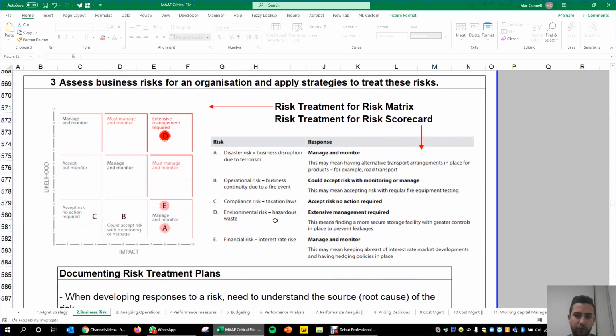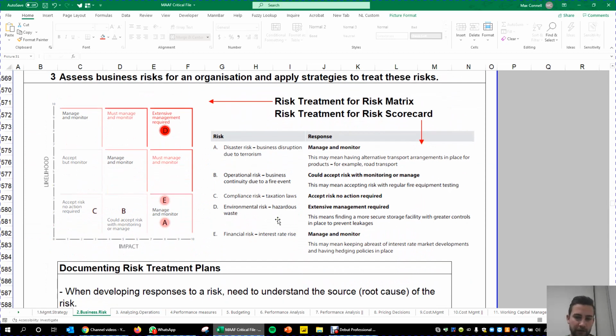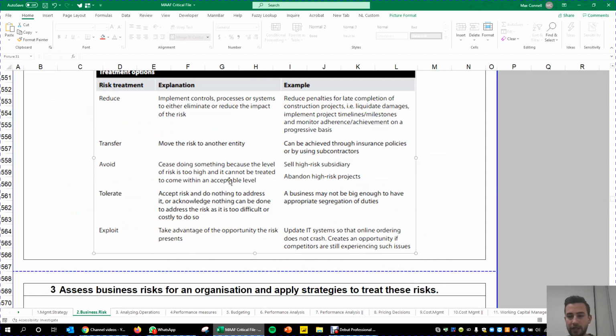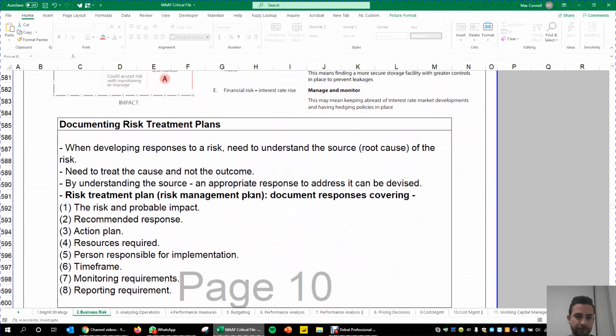Okay, so you might get an exam question where you have to identify the risk, assign a score and justify it, and then come up with a response as to how to mitigate that risk. That might be an example question you might get.